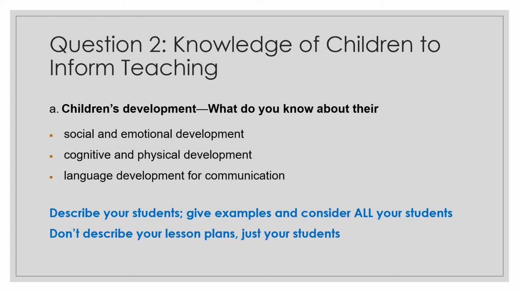So here you're going to describe your students and what they can do. Give examples and consider all of your students. In other words, your students that are typically developing, your students that might be struggling or are a little immature, or your students that are high achievers. And I would make 3 paragraphs. The first one on their social emotional development, give examples. It's best if these examples relate to what you're teaching.